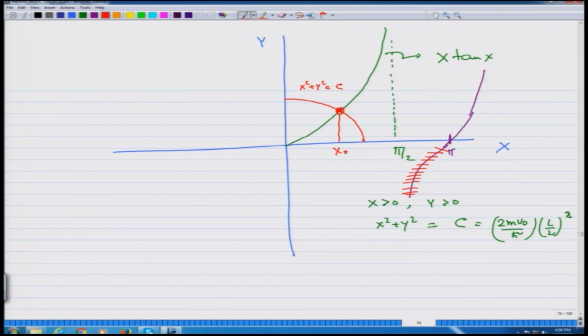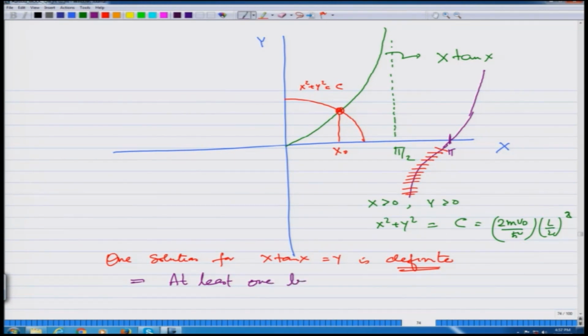So, you see now one solution is definitely guaranteed. So, one solution for x tangent x equals y is definite. This is always going to be there because the curve x tangent x passes through 0 and the circle is always going to cut it. So, this means at least one bound state is always going to be there.